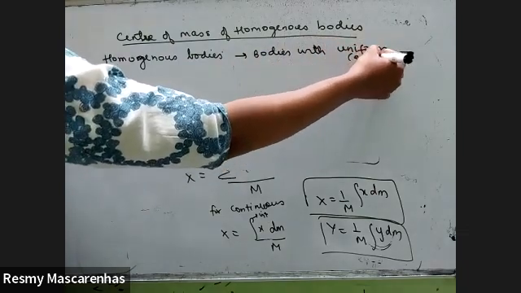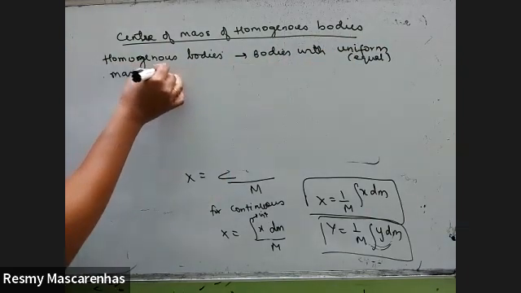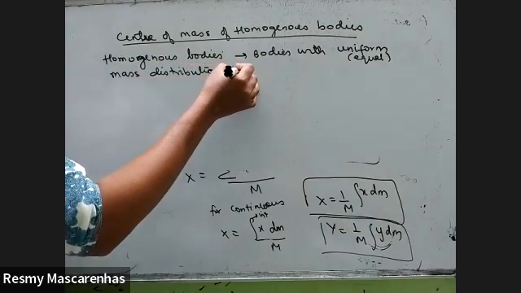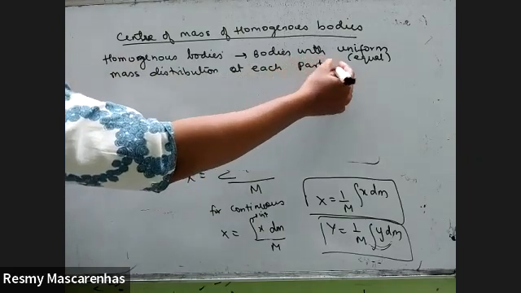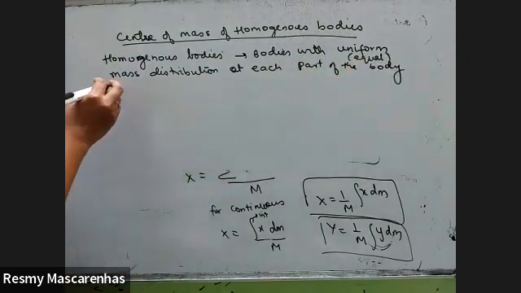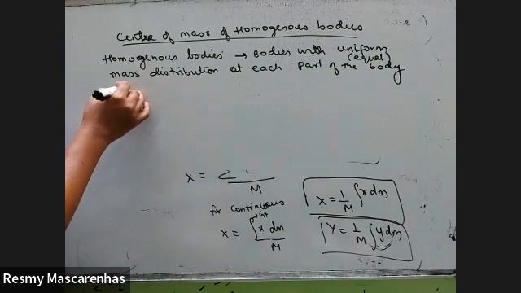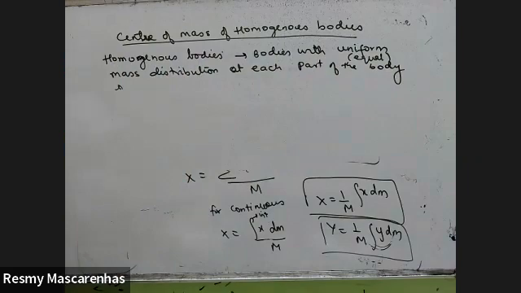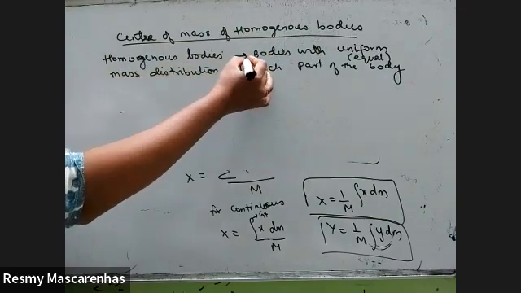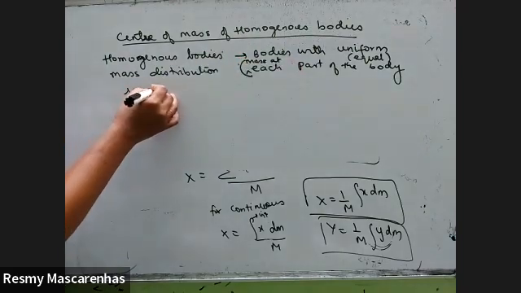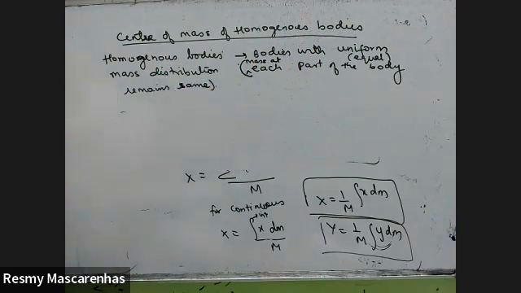Uniform, equal, that means equal mass distribution at each point. Mass at each part of the body remains the same. Anywhere, any part of the body you take, it should always give that much mass compared to another part. Those are called homogeneous ones.